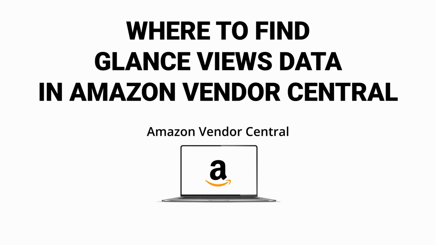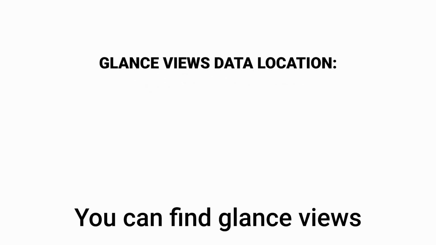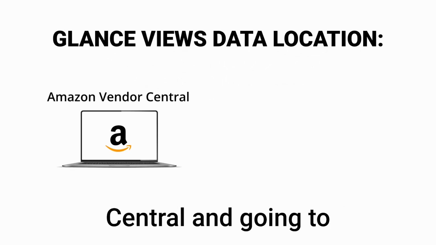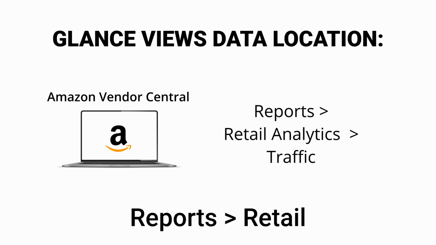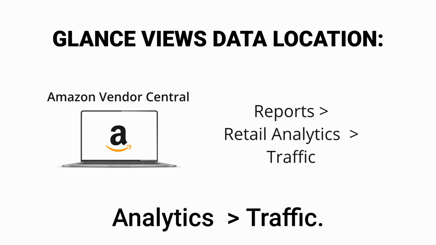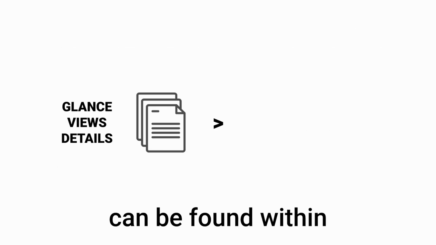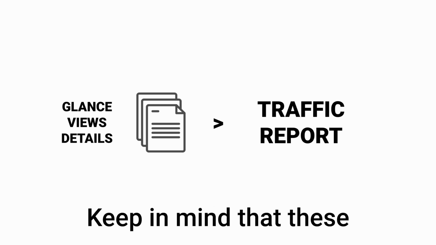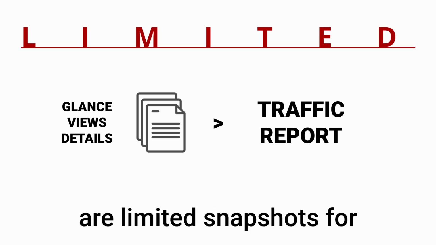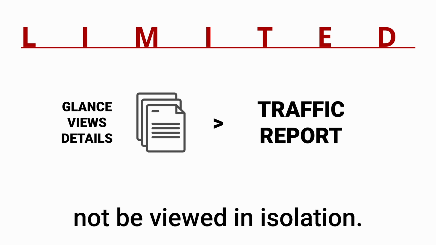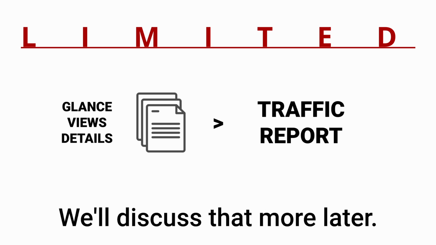Where to find glance views data in Amazon Vendor Central. You can find glance views data by logging into Vendor Central and going to Reports, then Retail Analytics, then Traffic. Glance views details can be found within the Traffic report. Keep in mind that these are limited snapshots for one product and should not be viewed in isolation. We'll discuss that more later.